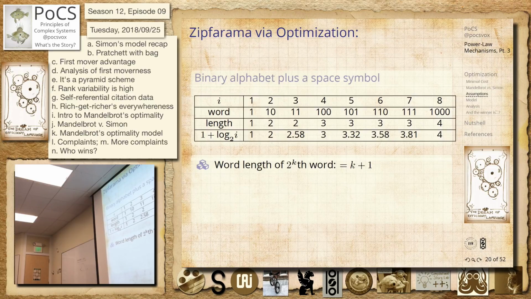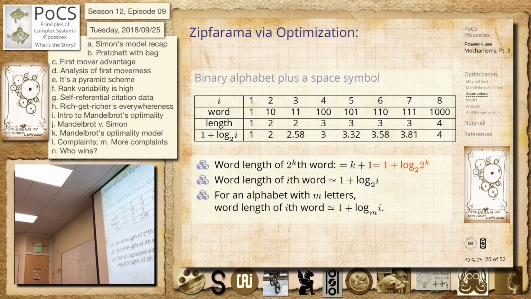Right, so the 2^k-th word is going to have a length of k plus 1. So 2 to the power of 3 has length 3 plus 1. 2 to the power of 2 has length 2 plus 1. And that's true for all of them, as I said, and then we'll just interpolate and say this is roughly true. If we have m letters, then we're going to have a log m for this as well. Fine.